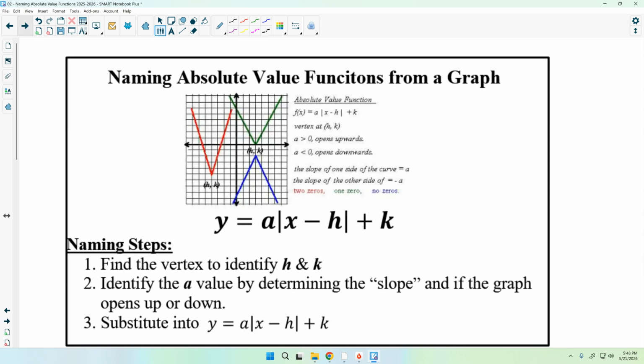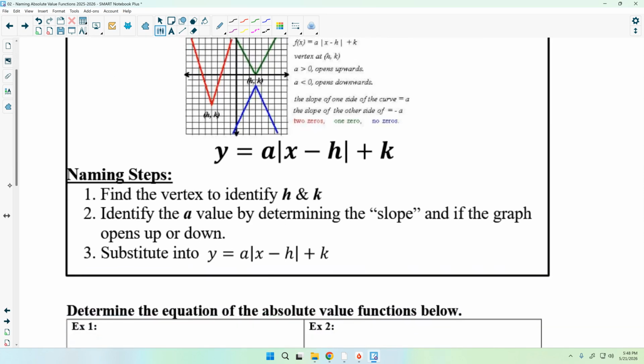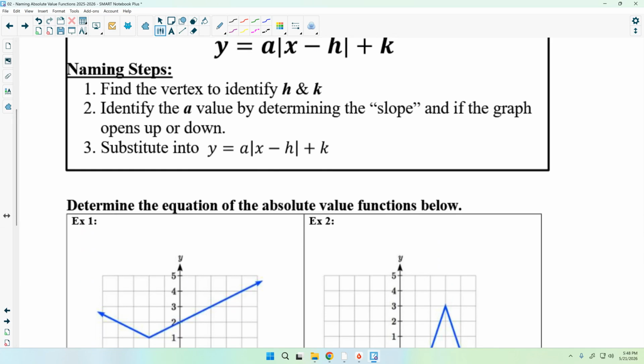So today, again, it's really important we understand our general form of an absolute value function. Rather than graphing today, we are going to be given a graph and asked to name that absolute value function. We're going to do that by determining our h and our k values from our vertex, and then identify the a value, which really works as our slope. So we're looking for that change in y over change in x, and remembering based on how it's opening up or down, that's going to tell us our sign. If it's opening up, it's positive, and if it's opening down, it'll be negative.